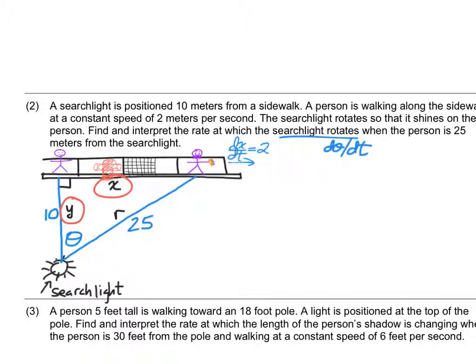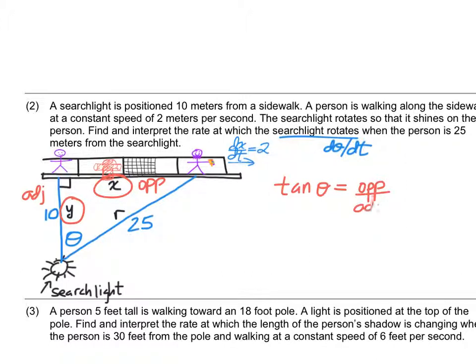The reason why I would do that is because this is a constant distance. This distance is not changing. The searchlight is always 10 meters away from the sidewalk. If you incorporate the r, you're going to create a dr dt in your derivative. You don't have information about that, nor are you looking for that. So it's probably not the best way to go. In this case, I have an opposite side and I have an adjacent side, so I'm going to go with the tangent ratio. So it goes back to the good news, bad news kind of thing. Opposite over adjacent.